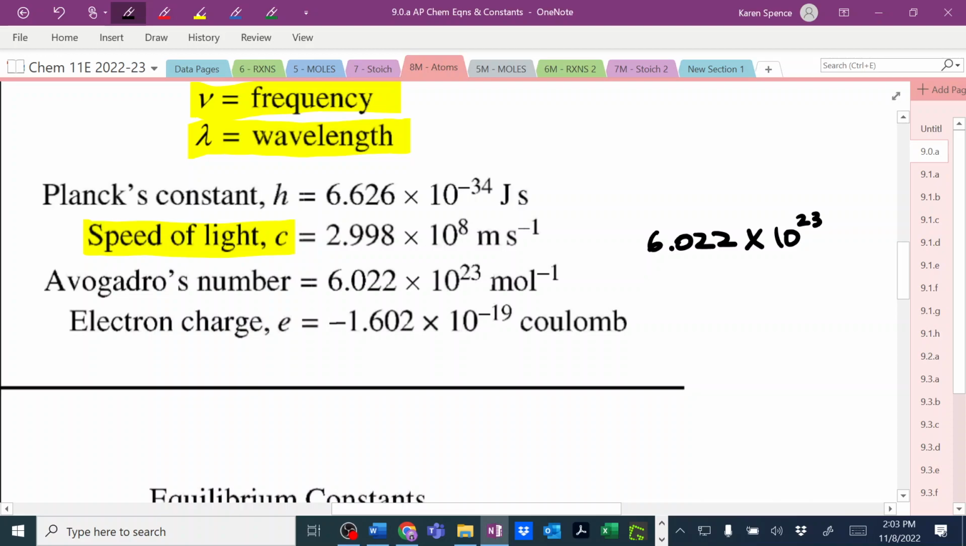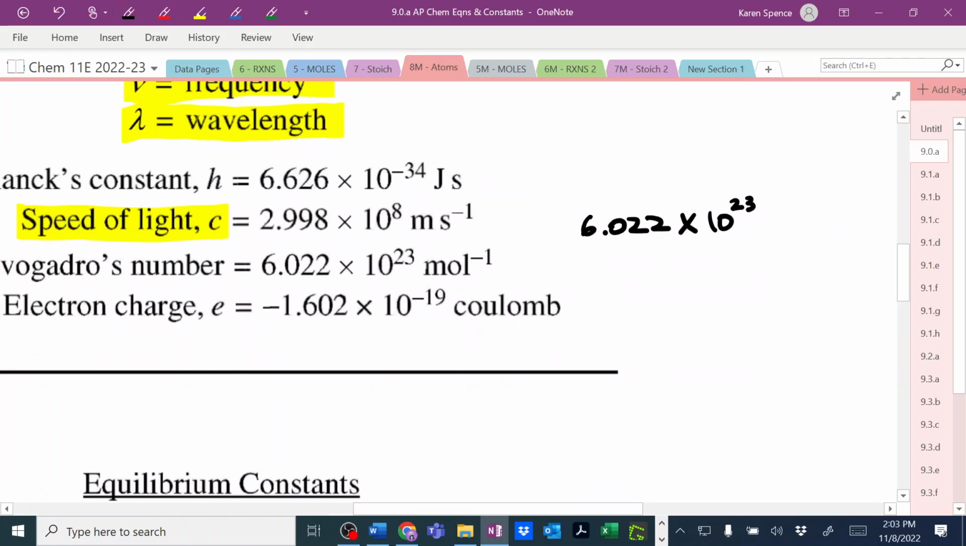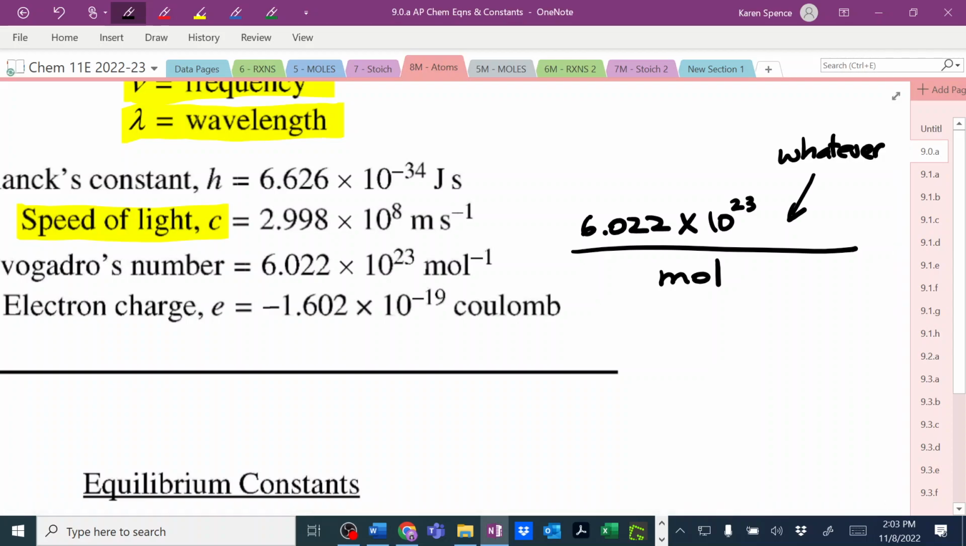Okay, so that's times 10 to the 23. And we have moles to the -1, which means per mole. We have 6.022 times 10 to the 23 of whatever you want. It could be photons, it could be particles, it could be elephants, it could be cats. I don't know what you would do with that many cats, but it could be moles, like the little burrowing animals. You could have a mole of moles. So that's why it says mole to the -1.